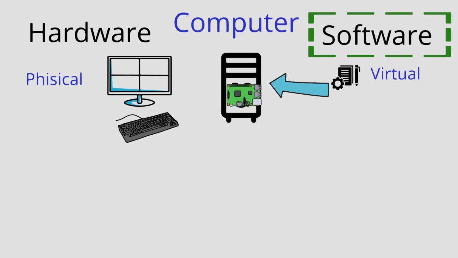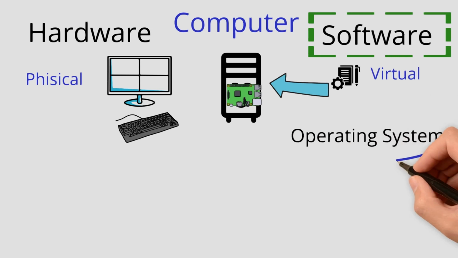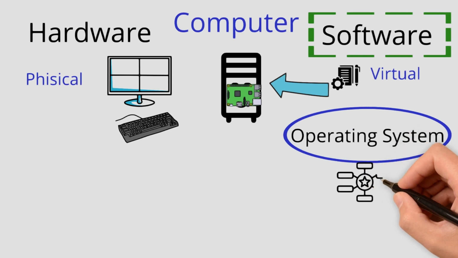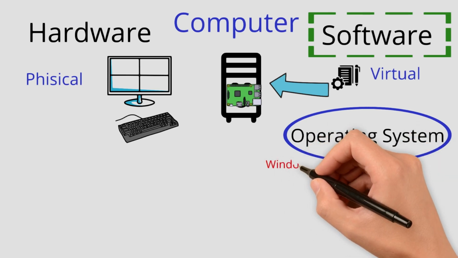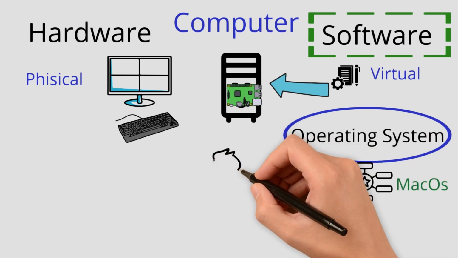The first type of software to mention is called the operating system. It's the master software that manages all the other software on the computer. You surely heard about some of them. Microsoft Windows, Linux or Mac OS.